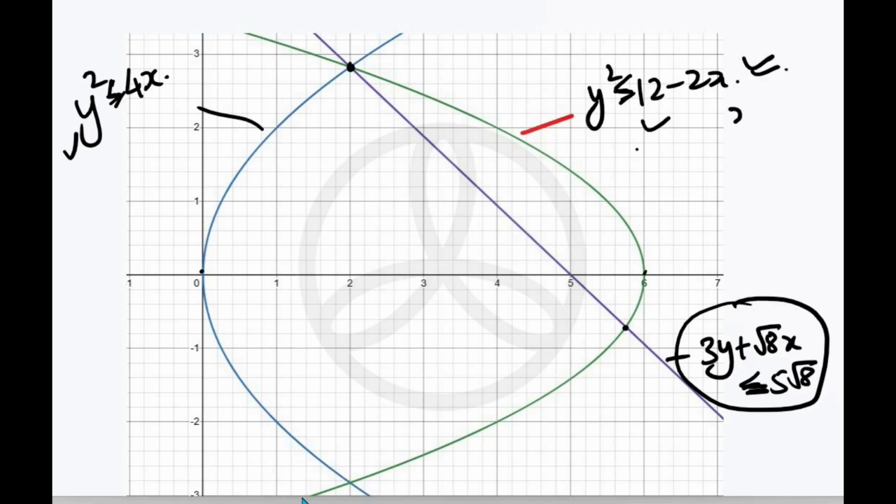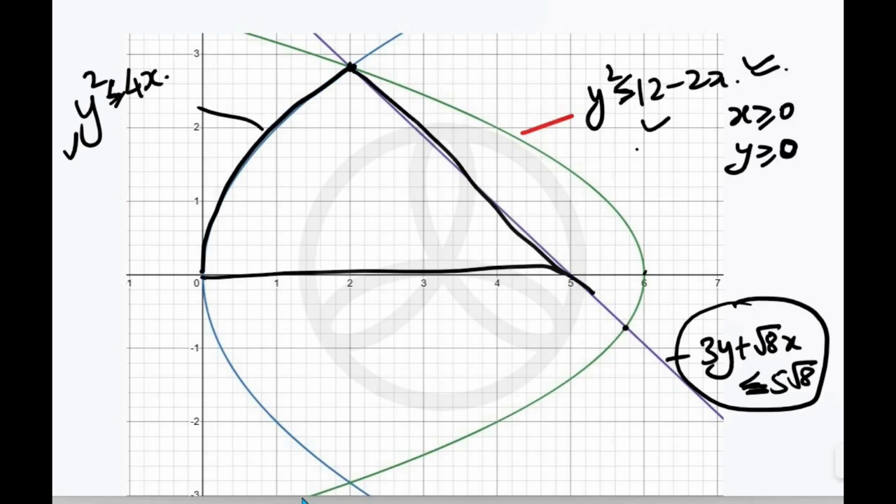Now, it says x is also greater than or equal to 0 and y is also greater than or equal to 0, which means the question is interested only in the first quadrant, on the right uppermost of the graph. So what is the area which is enclosed in this? Is it very clear? This particular area is what the question is talking about.